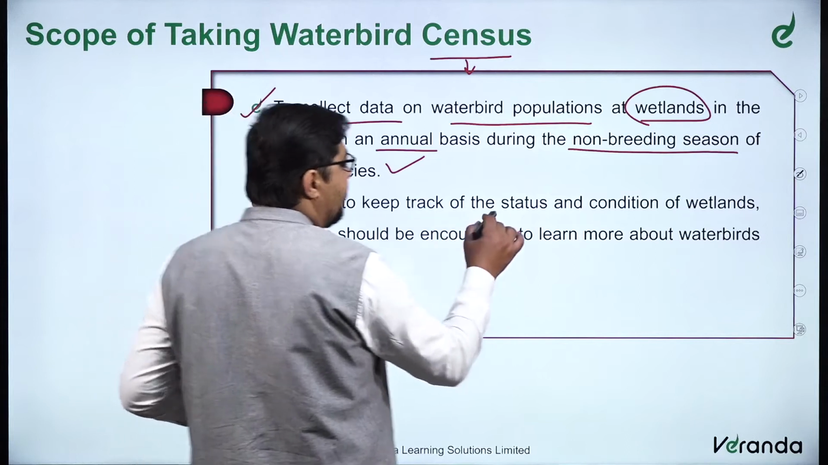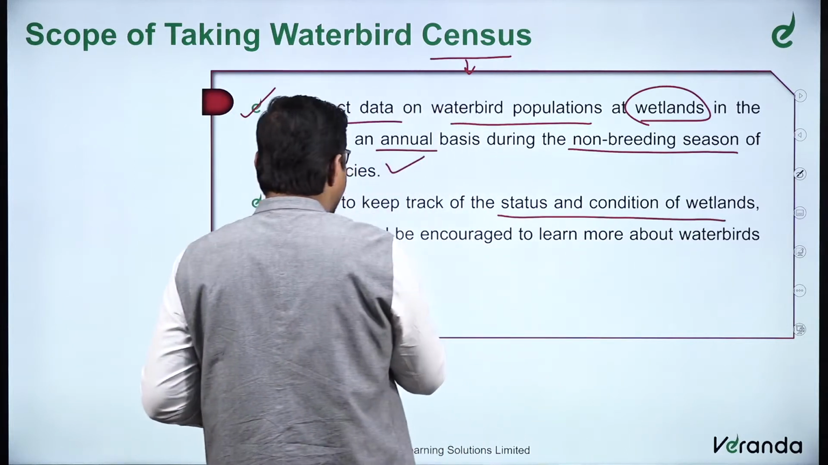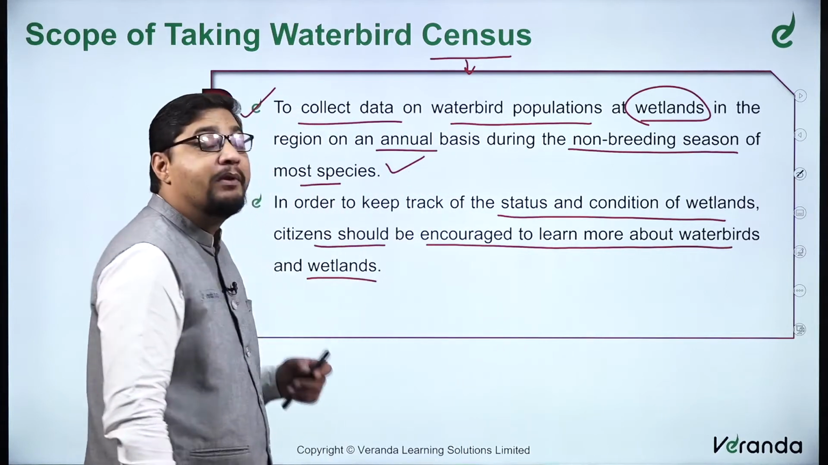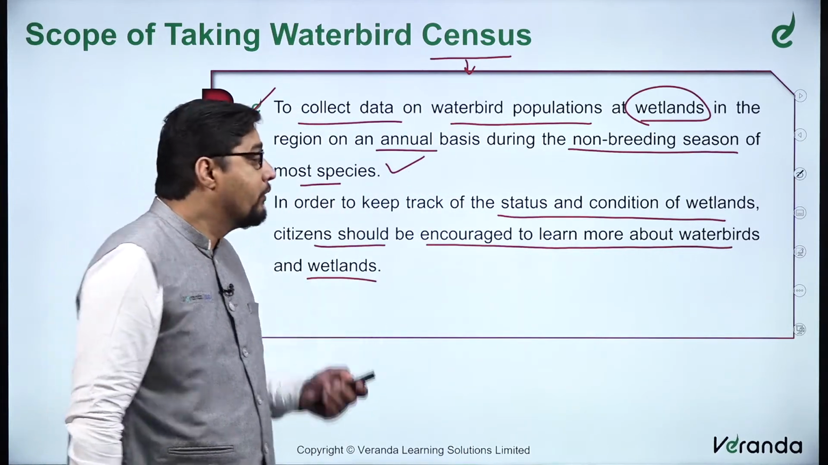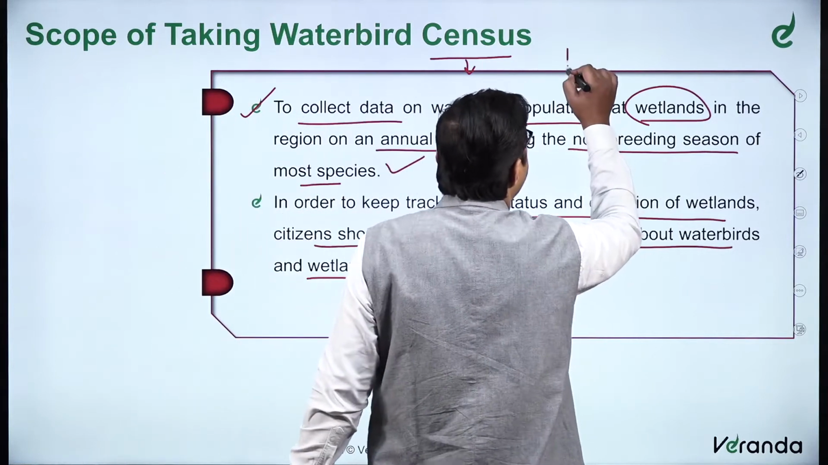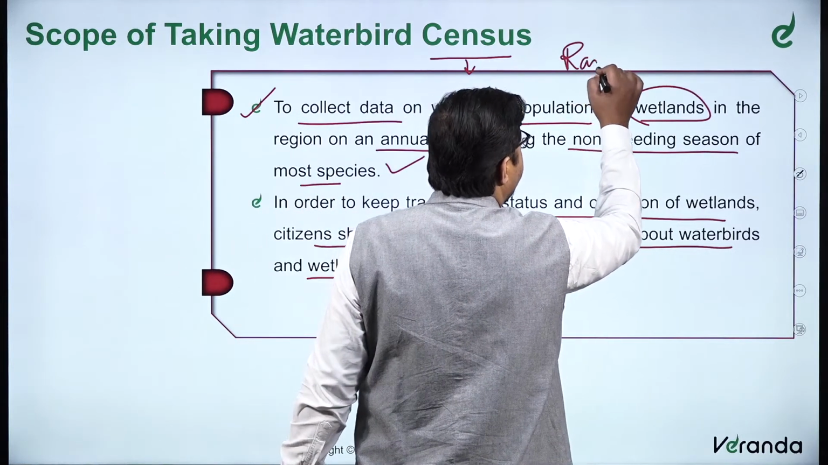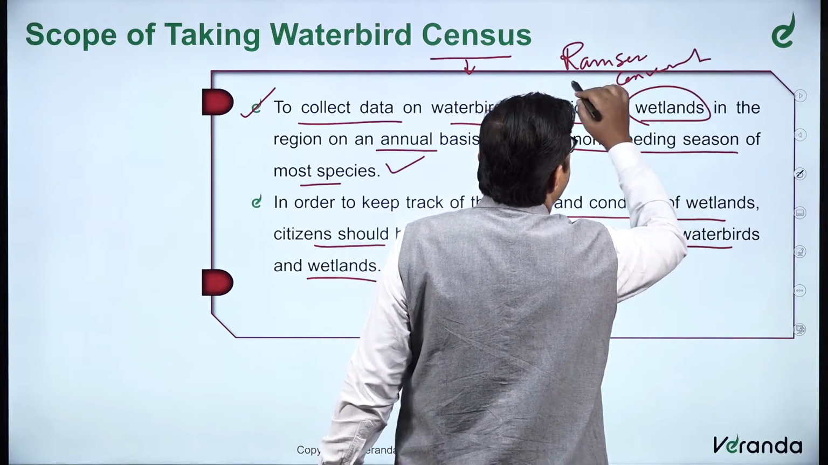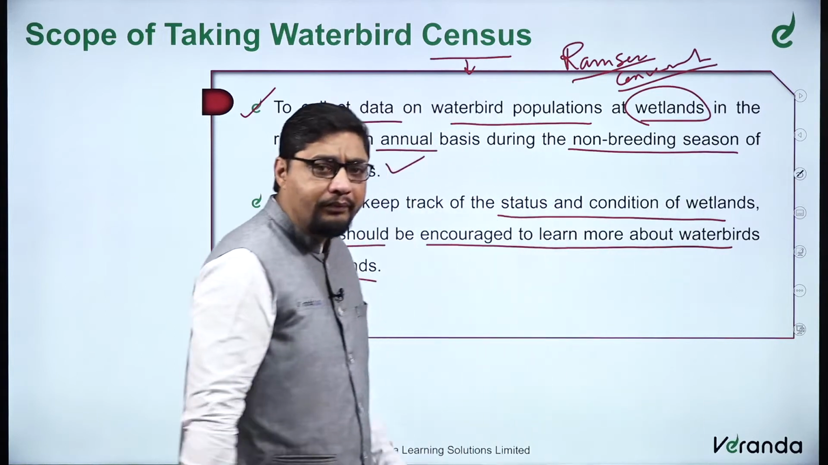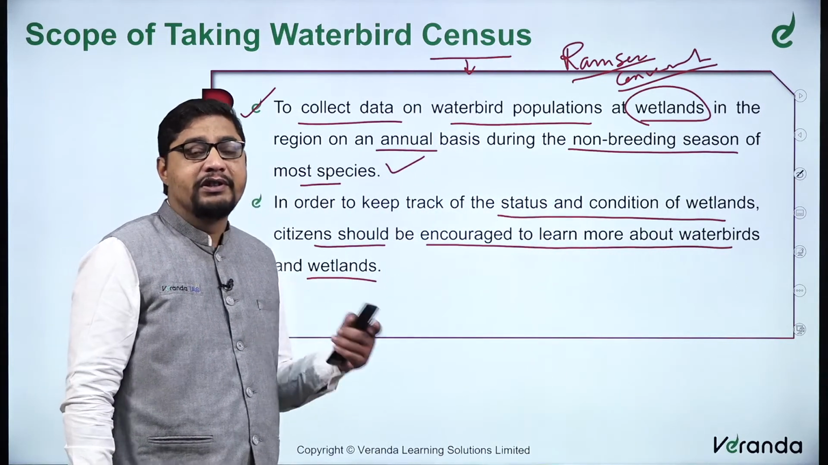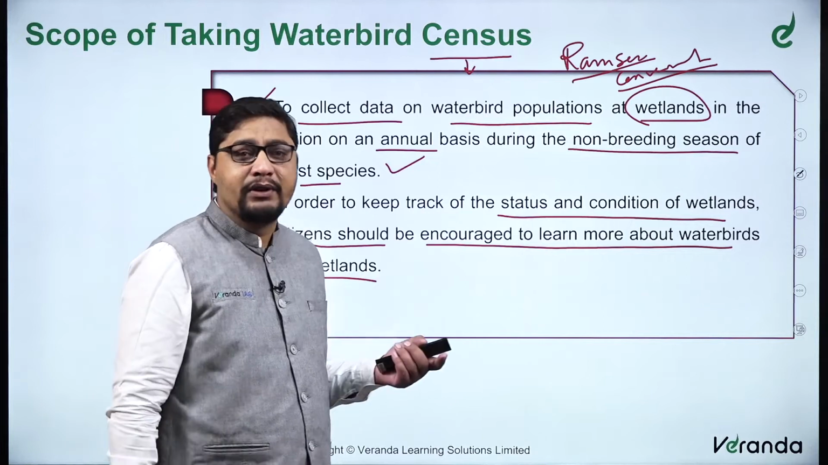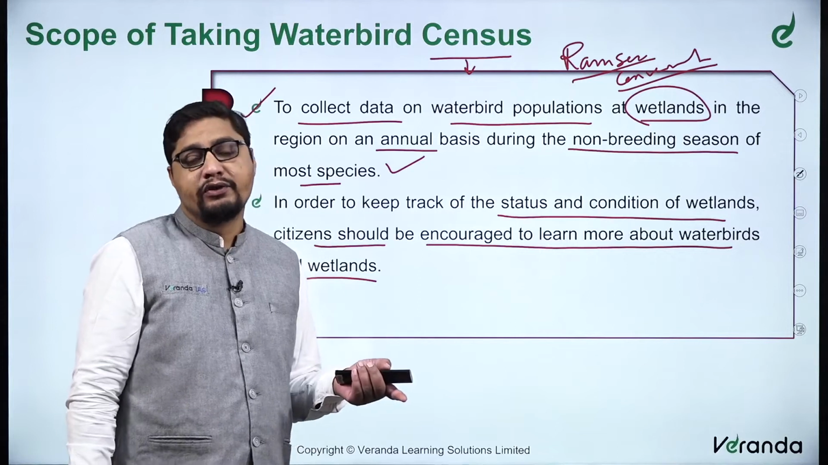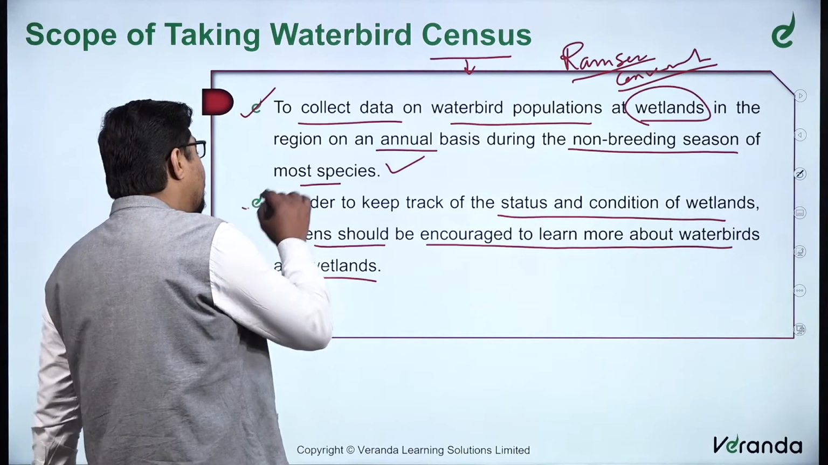In order to keep track of the status and condition of wetlands, citizens should be encouraged to learn more about waterbirds and the wetlands. Yes, this is becoming very significant in today's time. Now, for wetland conservation, we have a very important convention known as the Ramsar Convention, where UPSC has asked a lot of questions also. So, the Ramsar Convention is very important. It is regarding wetland conservation. Wetlands and swamps are decreasing, and with the decrease of wetlands, biodiversity is also decreasing. So that's why preserving wetlands is important.